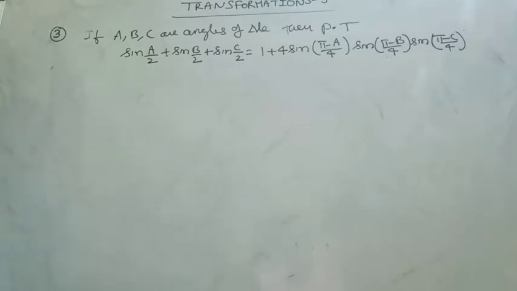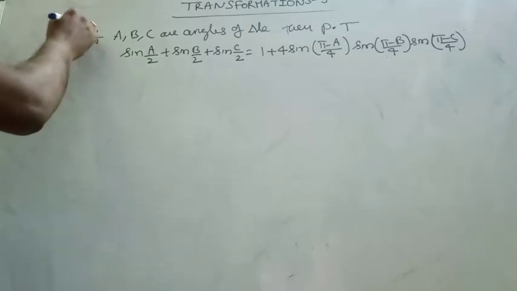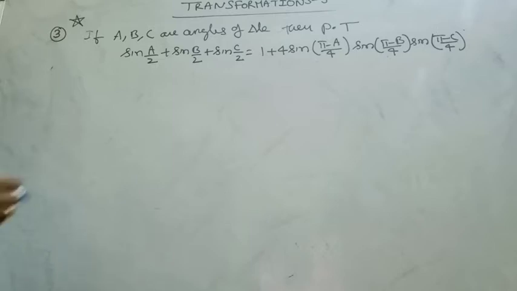Okay, next we have the third problem. It's a very important problem, another different kind. If A, B, C are angles of a triangle, then prove that sin A by 2 plus sin B by 2 plus sin C by 2 is equal to 1 plus 4 times sin of pi minus A by 4 into sin of pi minus B by 4 into sin of pi minus C by 4.